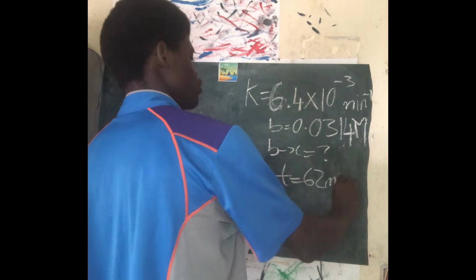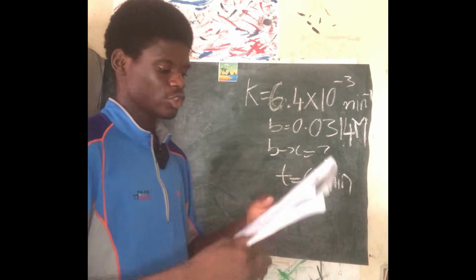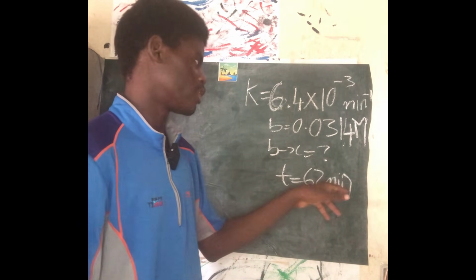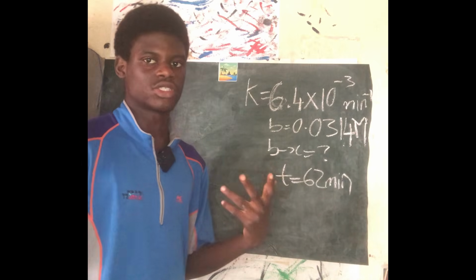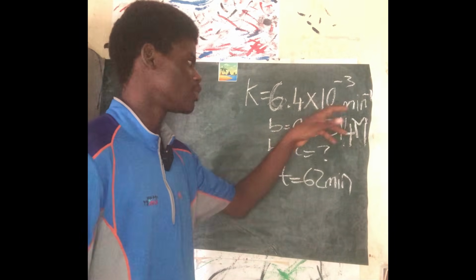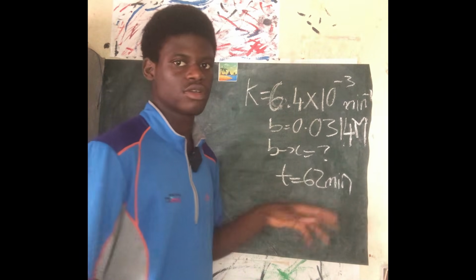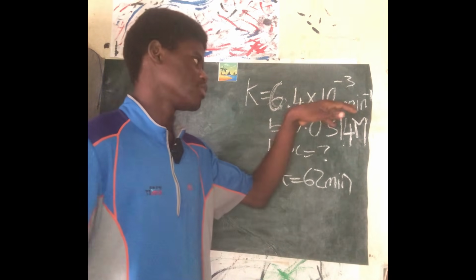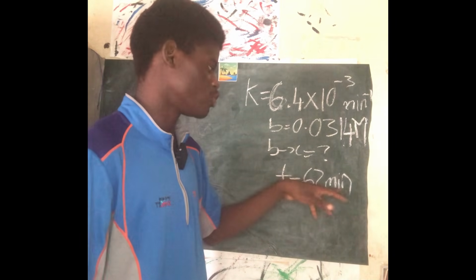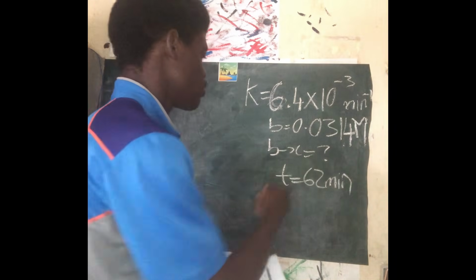To solve a question like this, we are just testing our knowledge of the integrated rate law. Just make sure that the unit of your time and the unit of your rate constant look alike. This one is in minutes, this one is per minute, then we leave it like that. Let's say this one is per second and this one is in minutes, you have to convert this one to seconds. Or let's say this one is per minute and this one is seconds, you have to convert this one to minutes. Just make sure the units are the same thing.